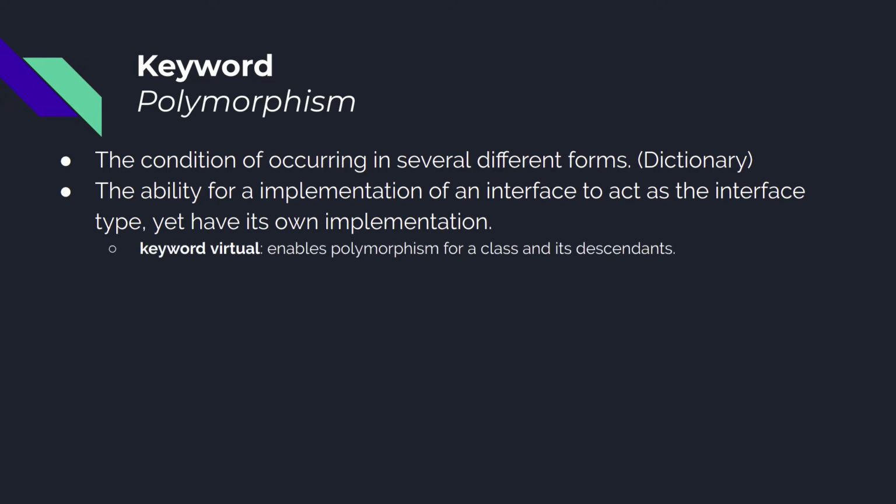So before I go on, I'm going to break this down a bit into keywords. The first keyword is virtual, which you guys saw before. This enables polymorphism for a class and its descendants. And another thing that we need to know is the fact that pointers can point to parent classes.